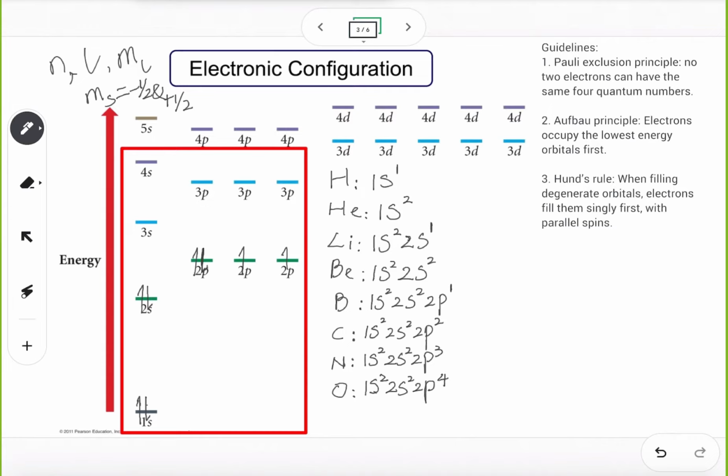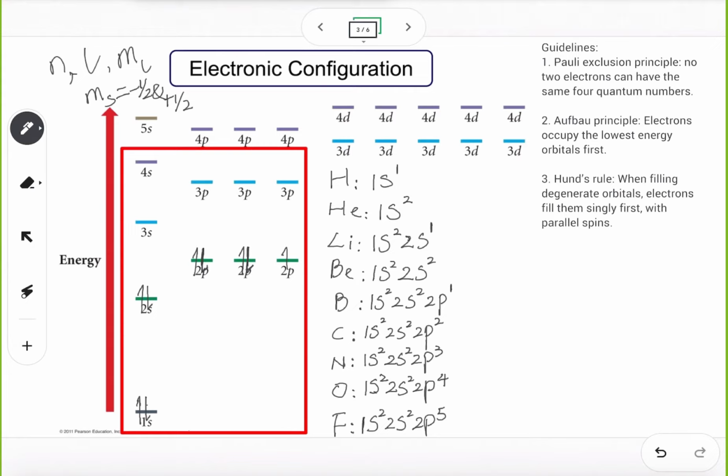Now the next element would be fluorine. Fluorine, you get one more electron. So the ninth electron will go to this orbital, this one here, of course with the opposite spin quantum number, because they cannot have the same 4 quantum numbers. Now, the electronic configuration is 1s2, 2s2, and 2p5.